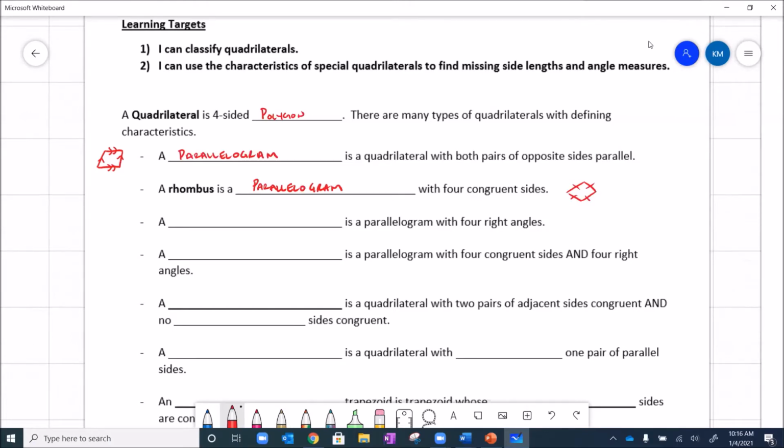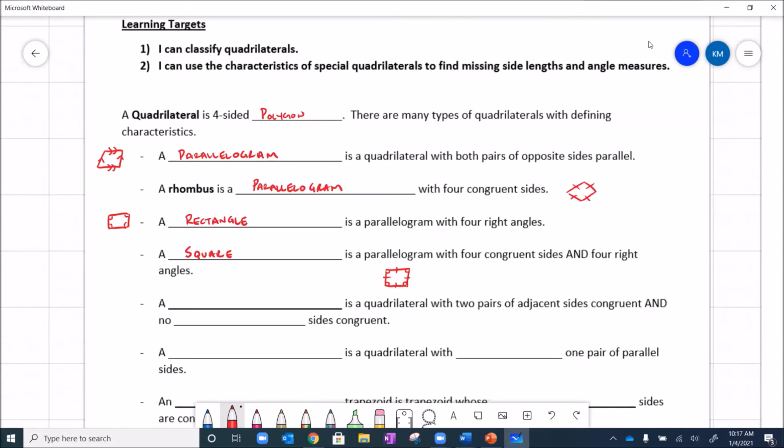Okay, a rectangle is a parallelogram with four right angles. And so you have the four right angles. Okay, and then a square is a parallelogram with four congruent sides and four right angles. So when I said four congruent sides earlier, you might have been like, wait, that's the square, right? Remember, a square has four congruent sides, but it also has four right angles. And so it's basically a rhombus that is also a rectangle, or a rectangle that is also a rhombus.